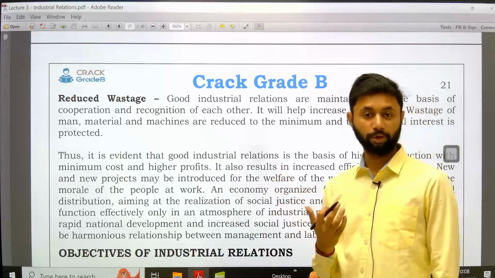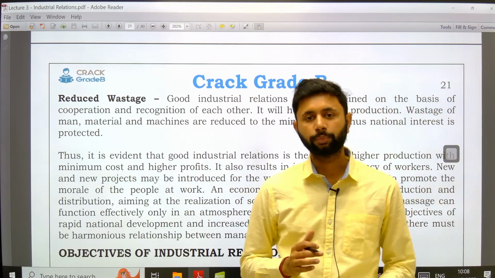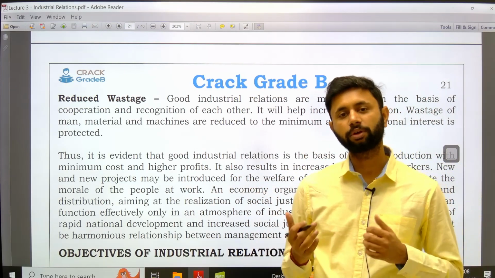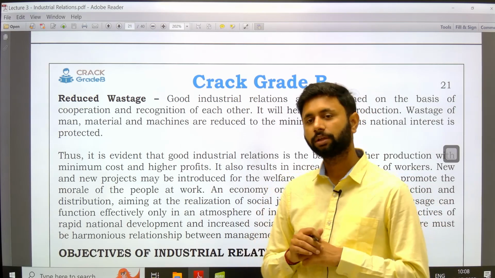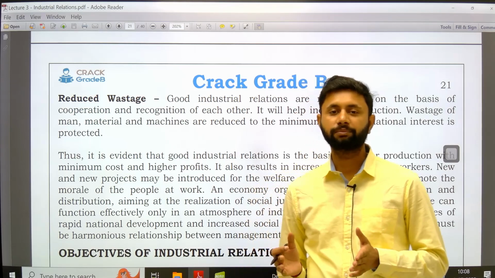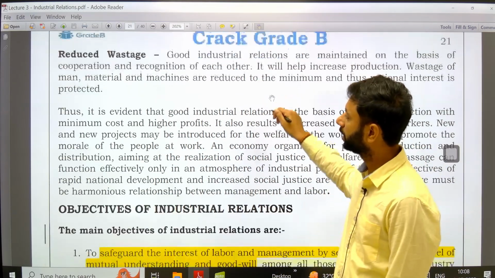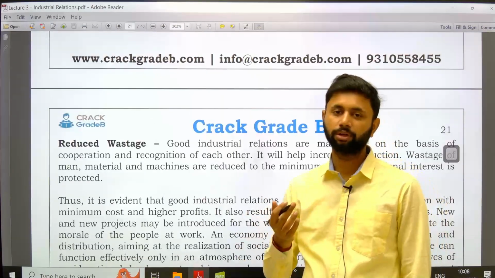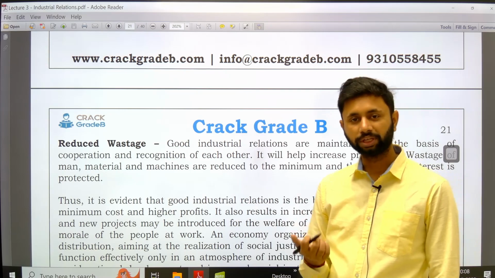And last but not the least, it will result in reduced wastage. Because if the workers and the management continue to be in conflict with each other, then the time period in which production hasn't been used will be an opportunity cost, and it will be a wastage not only for the plant but also for the local economy, and for the nation's economy.